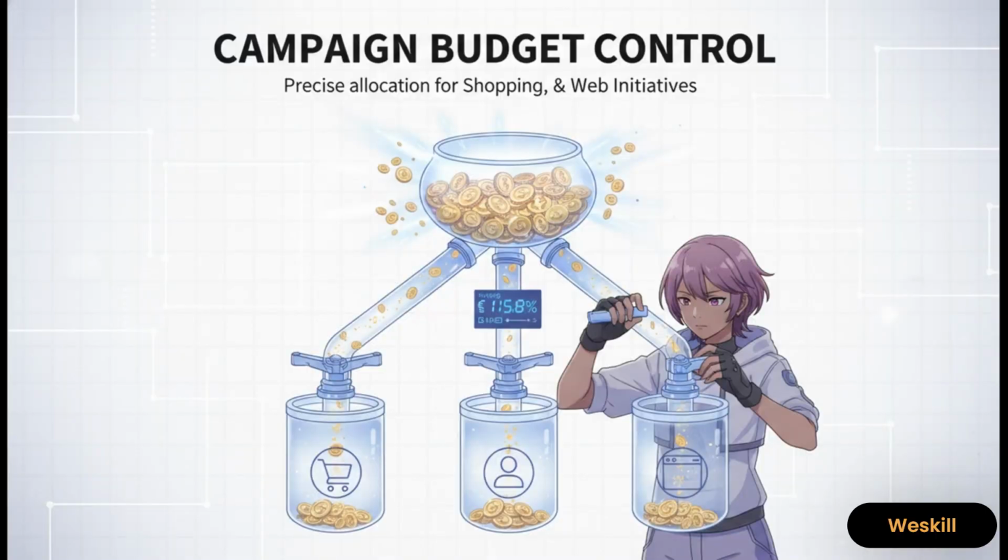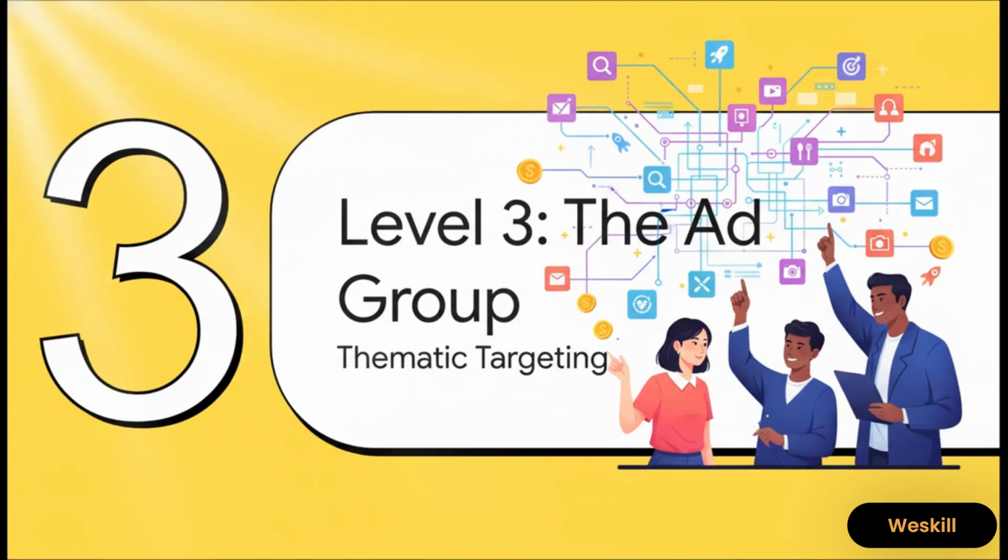And this is huge. This is also where you control the purse strings. You set a separate budget for each and every campaign. This gives you incredibly precise control over how much you're willing to spend to hit that one specific goal, whether it's sales, leads, or just traffic. Okay, so we've got our goal, we've got our budget. Now it's time to get even more organized.